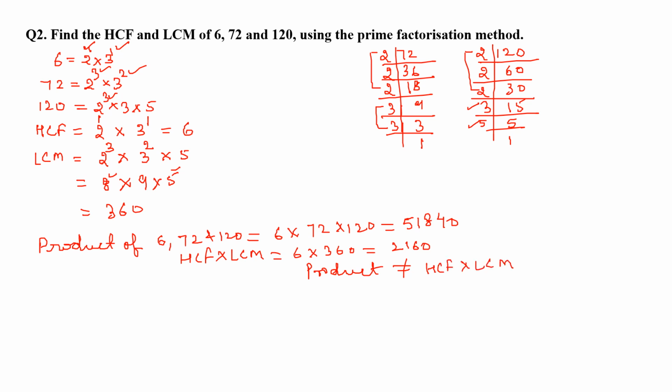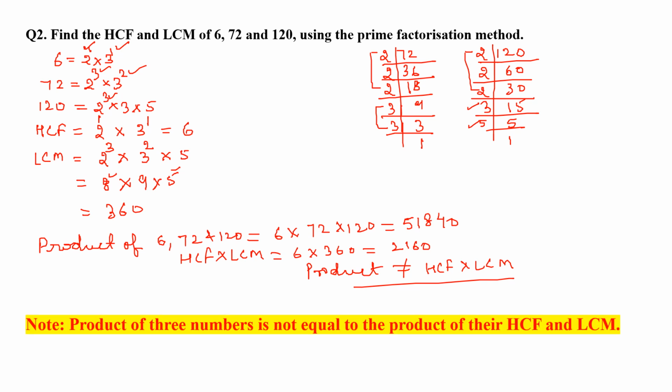So here you can say that the product is not equal to the product of HCF and LCM, isn't it? It means this relation is true only for two numbers. For three numbers, it is not satisfying this relationship. So the product of three numbers is not equal to the product of their HCF and LCM. Clear? So actually you have to solve this question till here only. I have moved forward to show you that the product of three numbers is not equal to the product of their HCF and LCM. Okay.